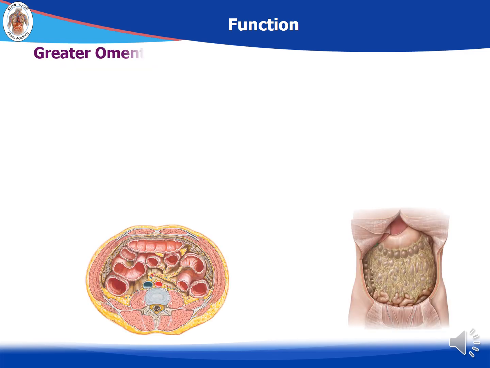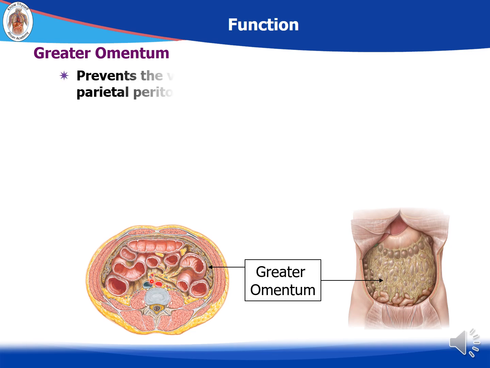The greater omentum should be explained separately for its function, because it has some clinically important functions. The greater omentum, you can see, hangs from the greater curvature of the stomach in front of all organs. If we open the wall, we will first find the greater omentum. You see, this is the greater omentum that covers the anterior surface of all organs, and separates the organs from the anterior abdominal wall.